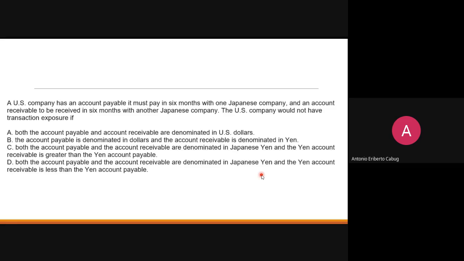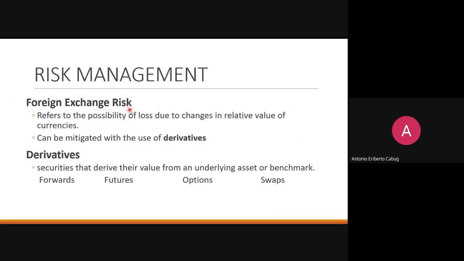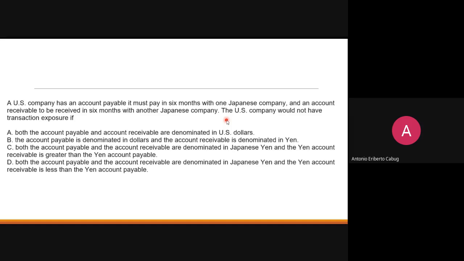Now, let us talk about foreign exchange risk, the possibility of loss due to changes in the relative value of currencies. Before we discuss this, I would like you to answer the following question. Okay? Sabay-sabay tayo ha. We're going to press the enter button together.